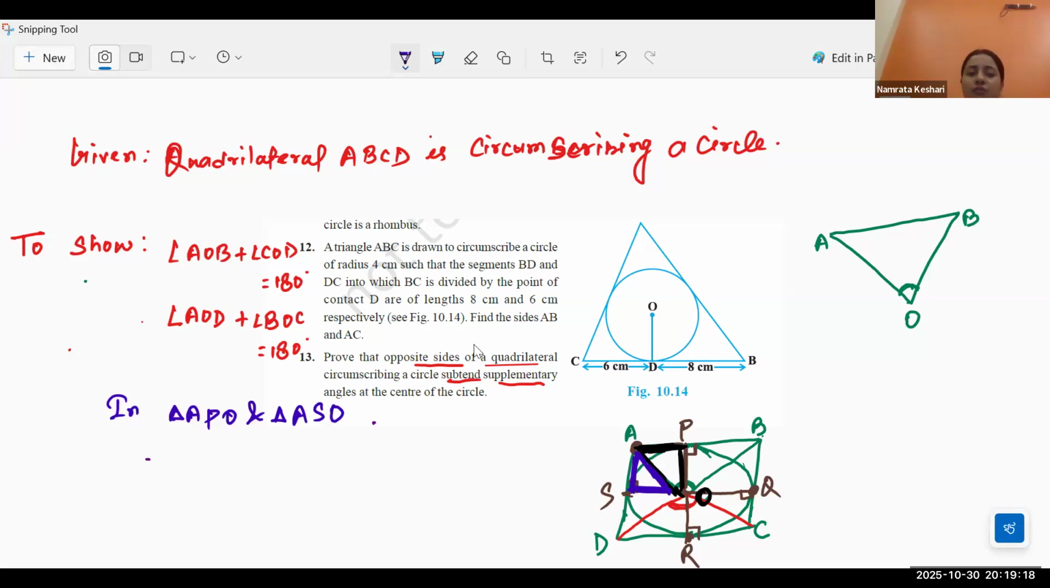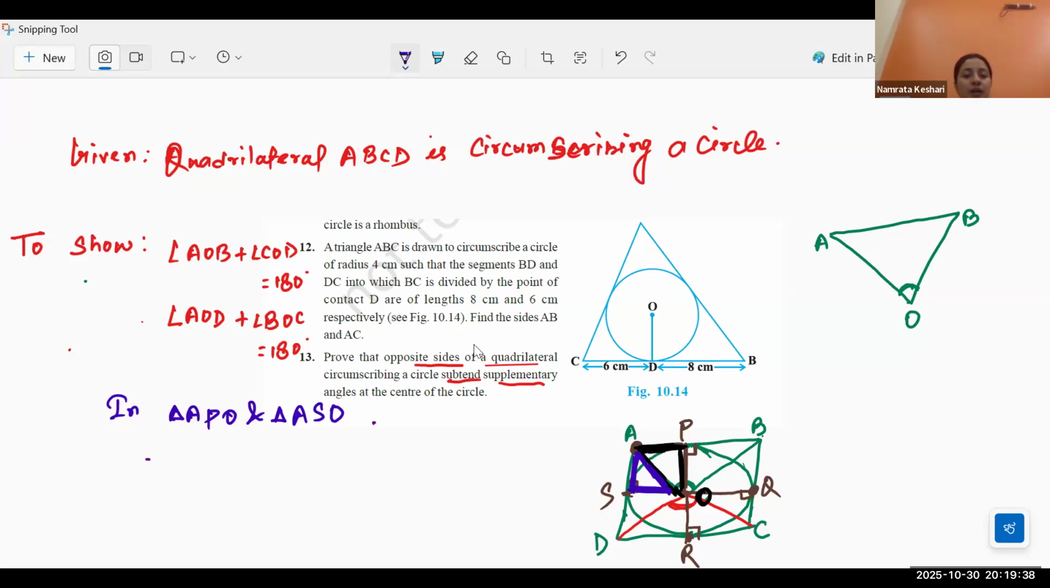Now, if you are thinking, whatever we have to prove, what is the relation with congruency? Let me tell you why we are taking this congruency. Easily you will be able to prove that triangle APO and triangle ASO are congruent with each other. I am coming to the steps. Easily you will be able to prove.